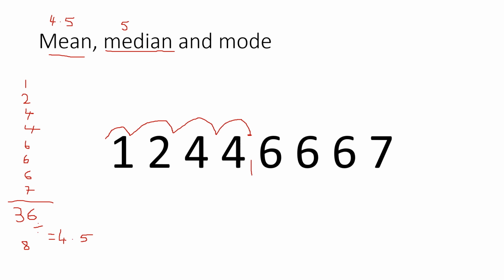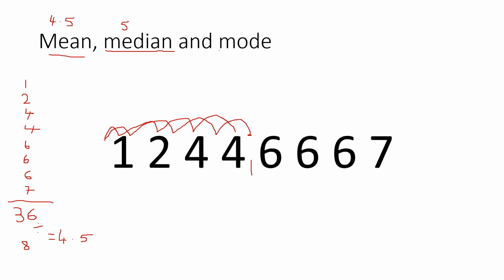I hope I explained that okay, just because it's quite hard to explain without actually physically being with an individual going through it. But it is the number in the middle. Obviously, if it's an odd amount of numbers, so say the 7 wasn't there, it would land on the 4. Therefore, the median would be 4.